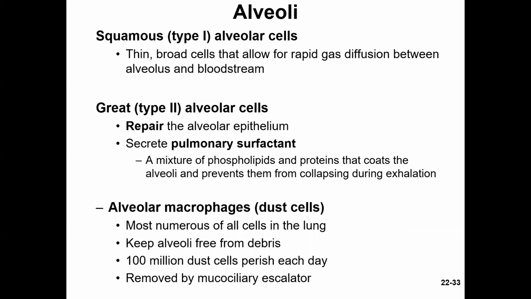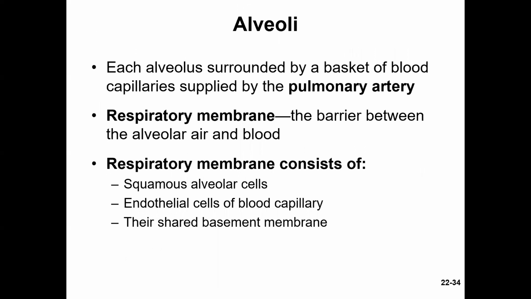Alveolar macrophages, or dust cells. These are the most numerous of all cells in the lung. These keep the alveoli free from debris. There are 100 million dust cells that perish each day, and they are removed by the mucociliary escalator. Each alveolus is surrounded by a basket of blood vessels that are supplied by the pulmonary artery.